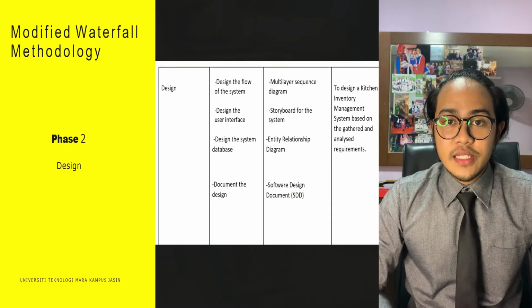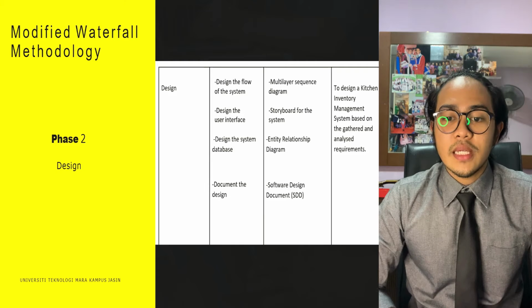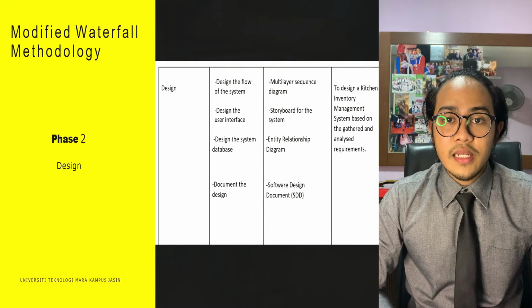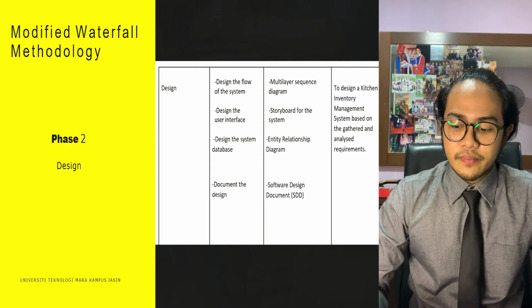Next, phase 2 is design. The objective of this phase is to design a kitchen inventory management system based on the gathered and analyzed requirements. The first activity is to design the flow of the system, and the deliverable is the multi-layer sequence diagram. The second activity is design the user interface, and the deliverable is the storyboard for the system. The third one is design the system database, and the deliverable is the entity relationship diagram. And the last one is document the design, and the deliverable is the software design document, SDD.